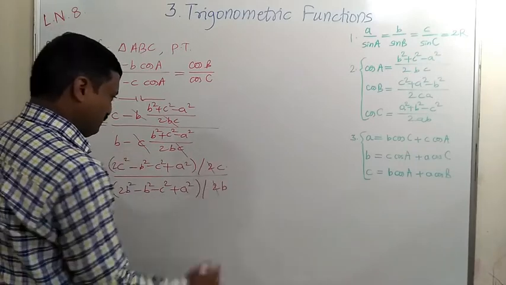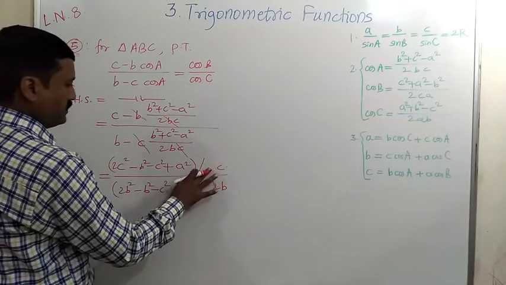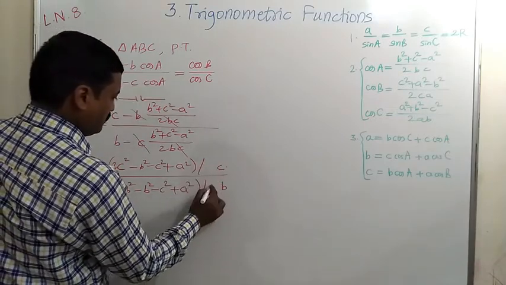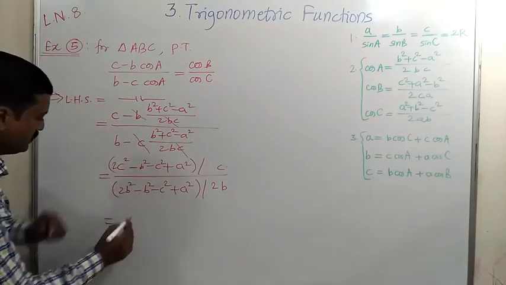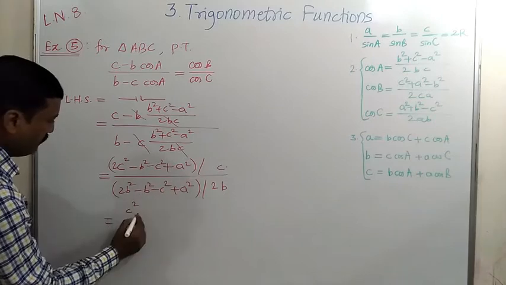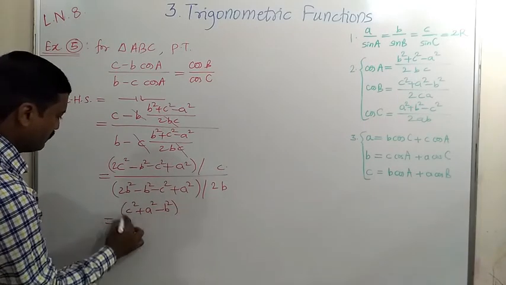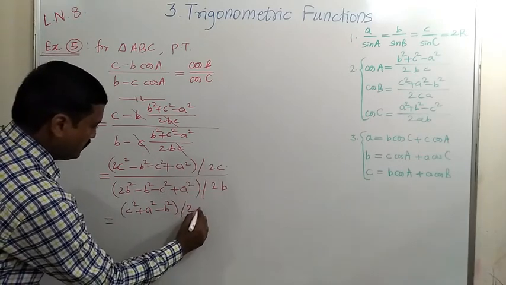These two get cancelled. But no need to cancel 2 because it is required for cos B and cos C. So don't cancel it here. Here we get at the numerator, 2C square minus C square is C square plus A square minus B square upon twice C.